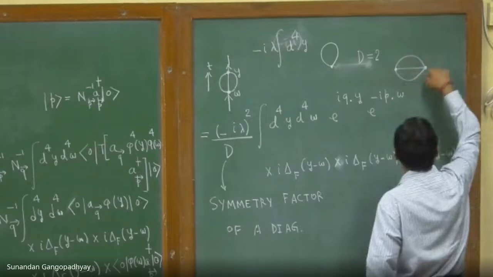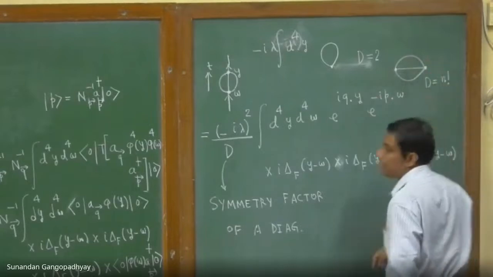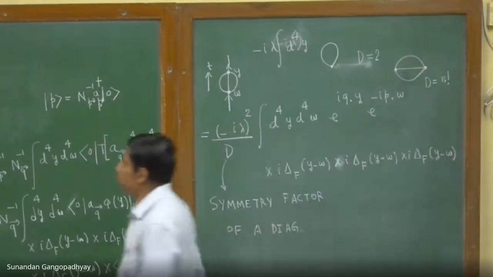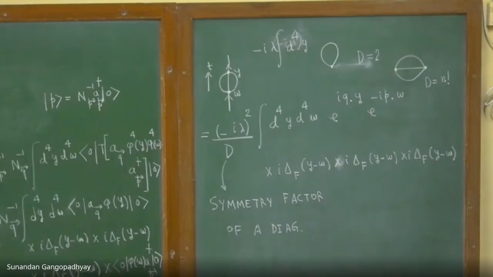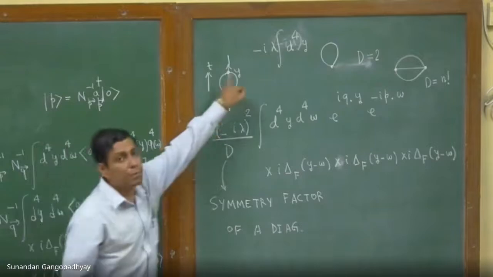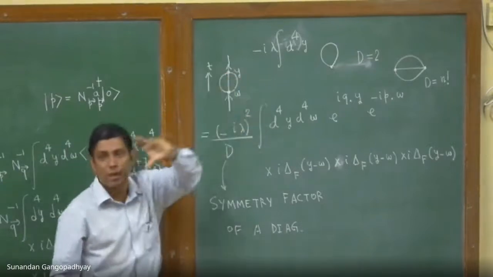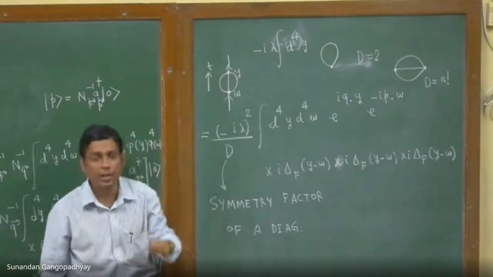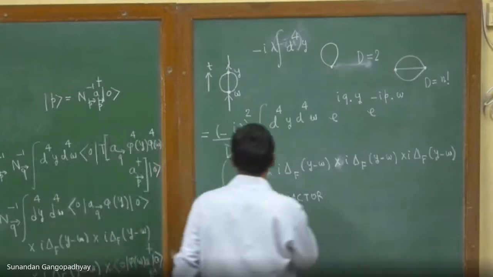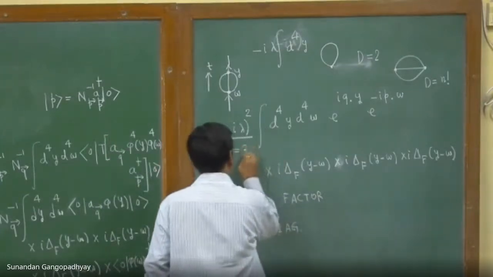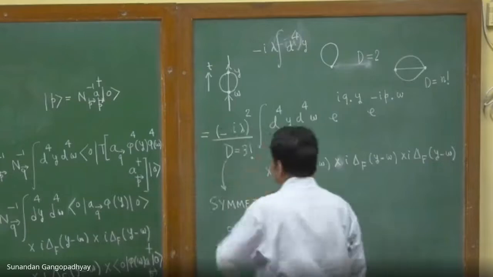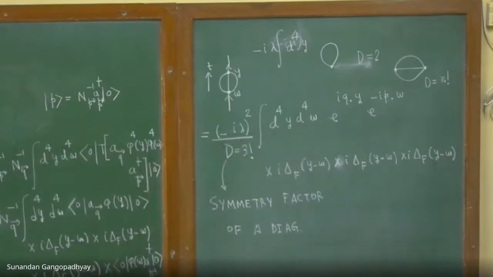It tells you that every pair of vertices joined by n propagators will give you a symmetry factor of n factorial. So in this case, how many propagators are there for this Saturn diagram? There are 3 propagators, there are 2 vertices, a pair of vertices joined by 3 propagators. Therefore, the factor in this case will be 3 factorial, and that gives you the factor of 6, the symmetry factor.